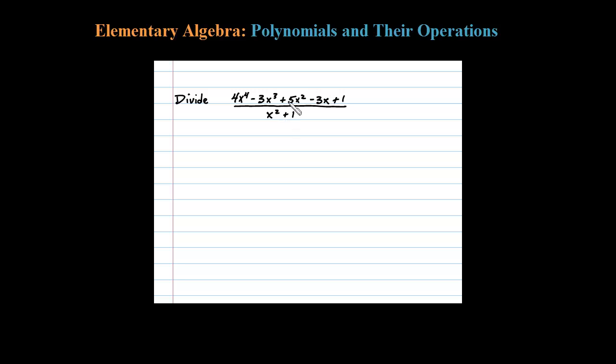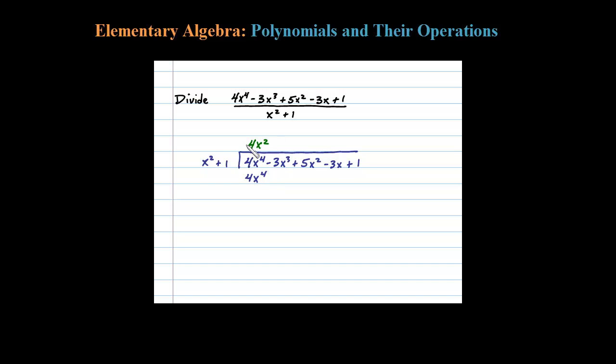Here we're asked to use polynomial long division. Okay, now the goal is to match this term. So what times x squared is equal to 4x to the fourth? Well, after a little bit of thought, we're going to choose 4x squared. That should do it. 4x squared times x squared is 4x to the fourth.